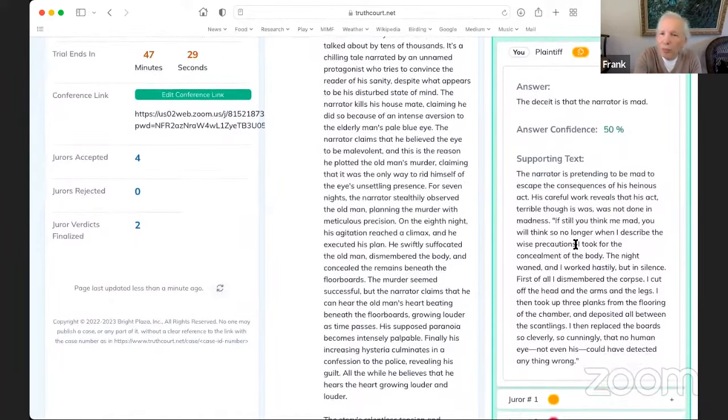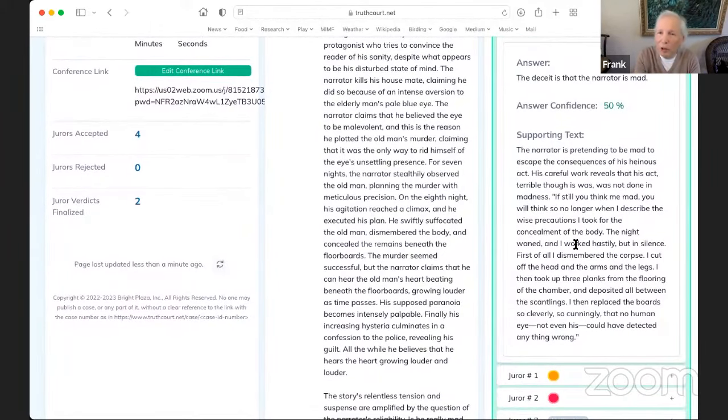I think he's pretending to be mad to escape the consequences of his act. His careful work reveals this act, terrible though it was, not done in madness. Here's a quote that Poe puts into the narrator's mouth: "If still you think me mad, you will think so no longer when I describe the wise precautions I took for the concealment of the body."